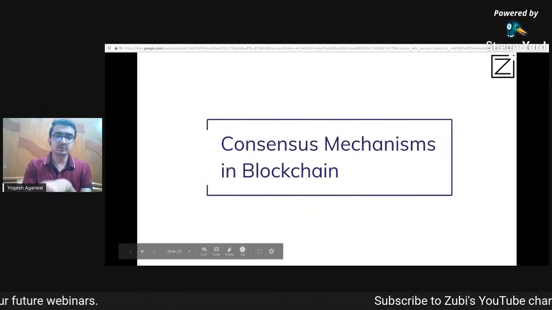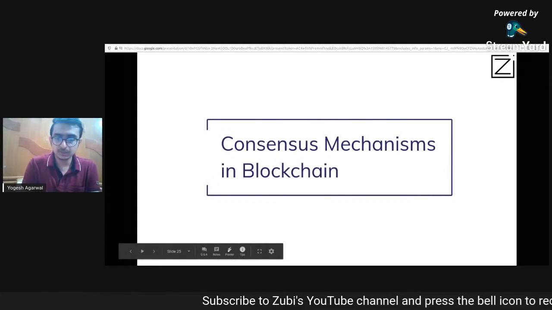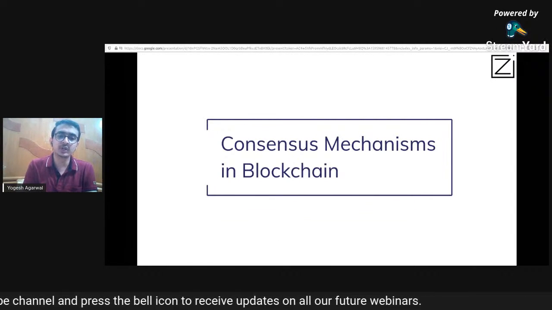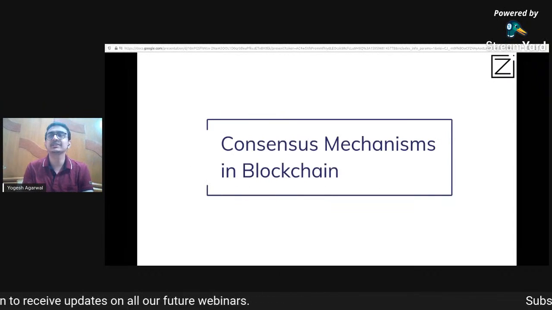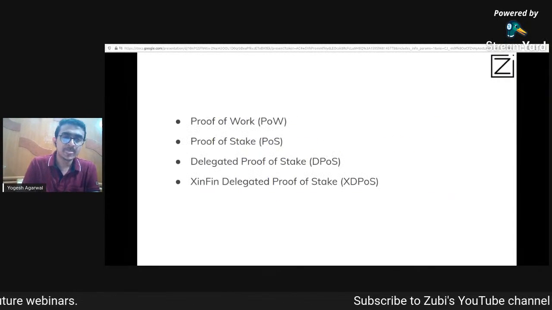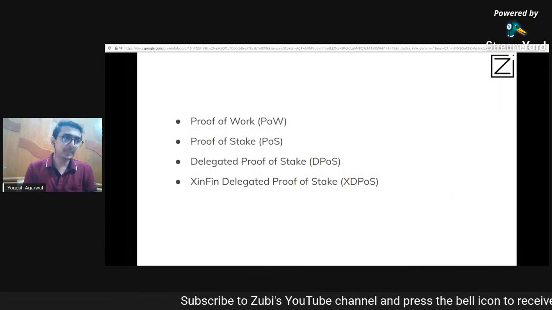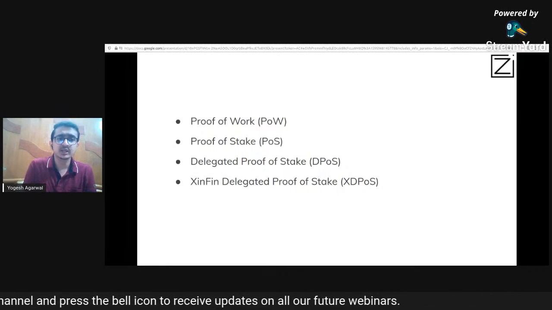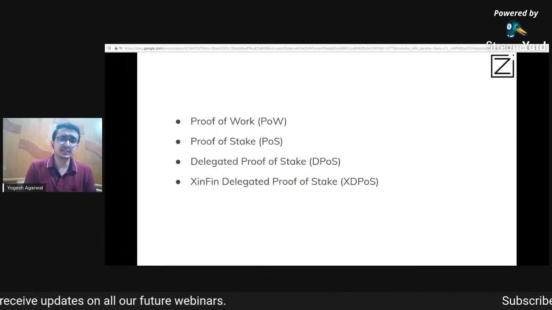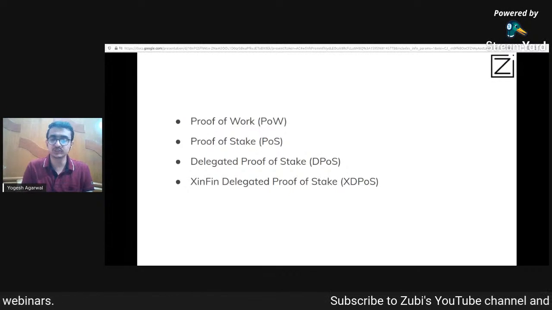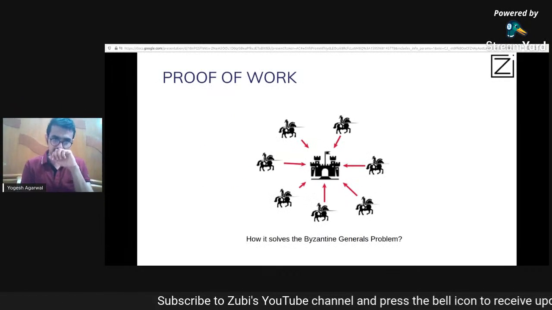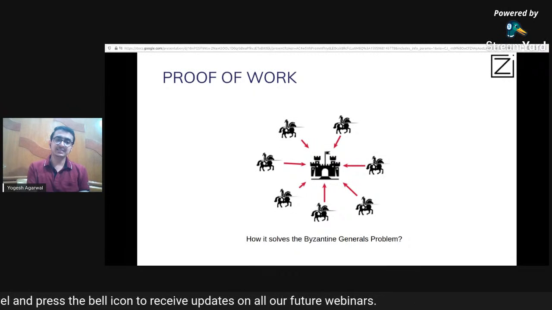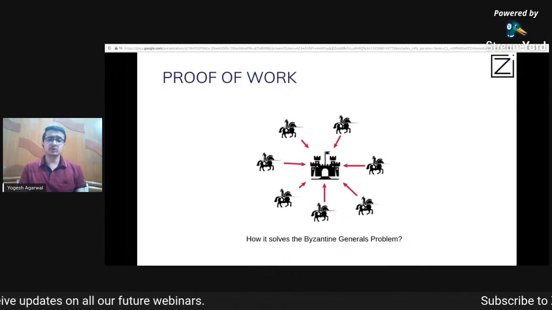Okay, so moving ahead, let's talk about consensus mechanisms in a blockchain. As I talk about proof of work, a lot of things will become much clearer. There are multiple consensus mechanisms, but in this session we'll talk about these main four: proof of work, proof of stake, delegated proof of stake, and Zinfin delegated proof of stake. Okay, so let's start with proof of work. Let's understand proof of work with the Byzantine generals problem. Let's see how it solves this.